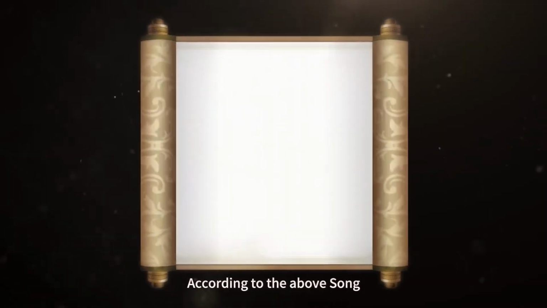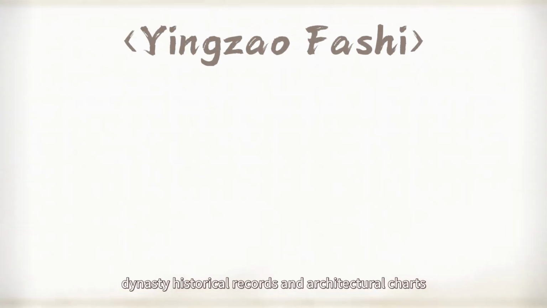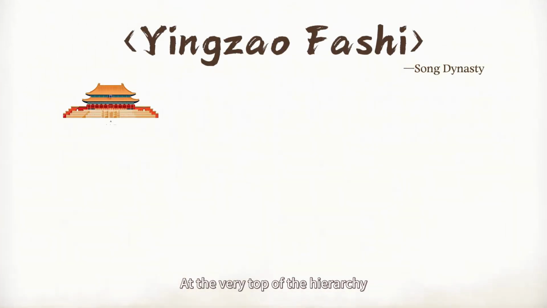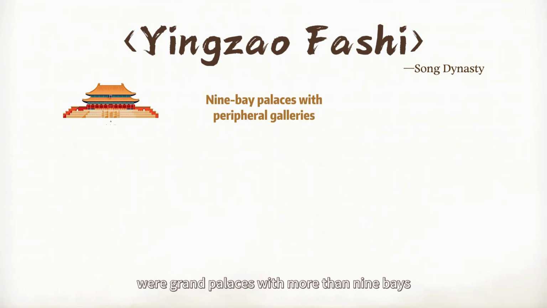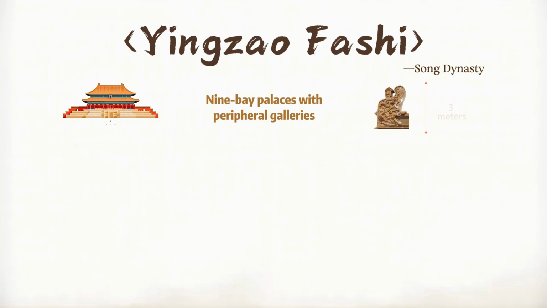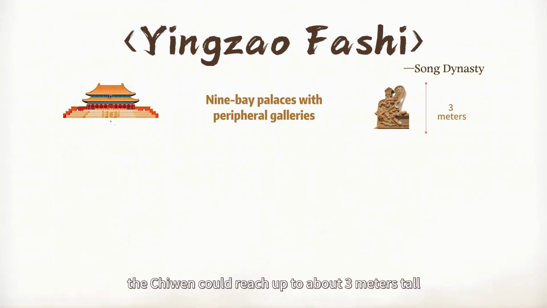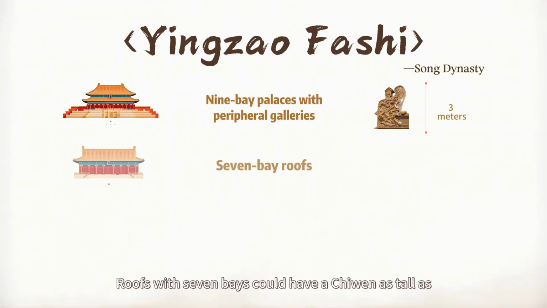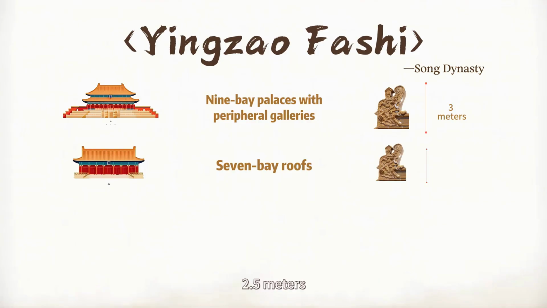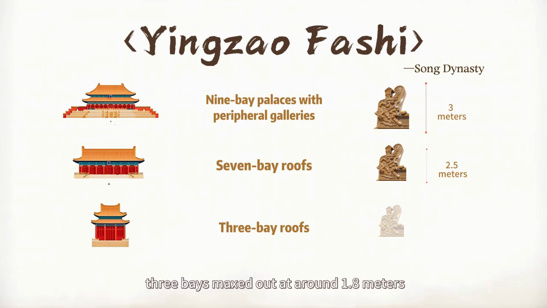According to the above Song Dynasty historical records and architectural charts, at the very top of the hierarchy were grand palaces with more than 9 bays and peripheral galleries. For these, the Chiwen could reach up to about 3 meters tall. Roofs with 7 bays could have a Chiwen as tall as 2.5 meters, while those with 3 bays maxed out at around 1.8 meters. Now, here is an important detail.